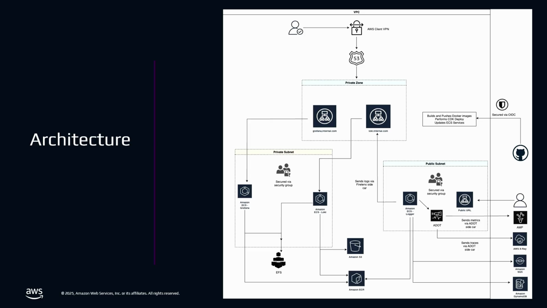The second layer is when an authorized user, mostly a developer, tries to see what's happening within the Grafana space. They connect using the AWS Client VPN through the private subnet, and they can then access the ECS Grafana and Loki instances running securely. And both of them are connected to both EFS and S3 for persistent storage.